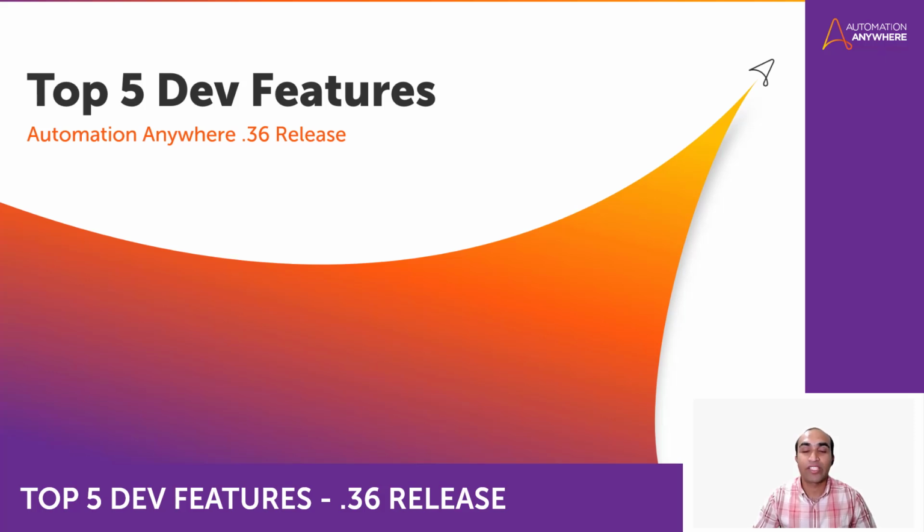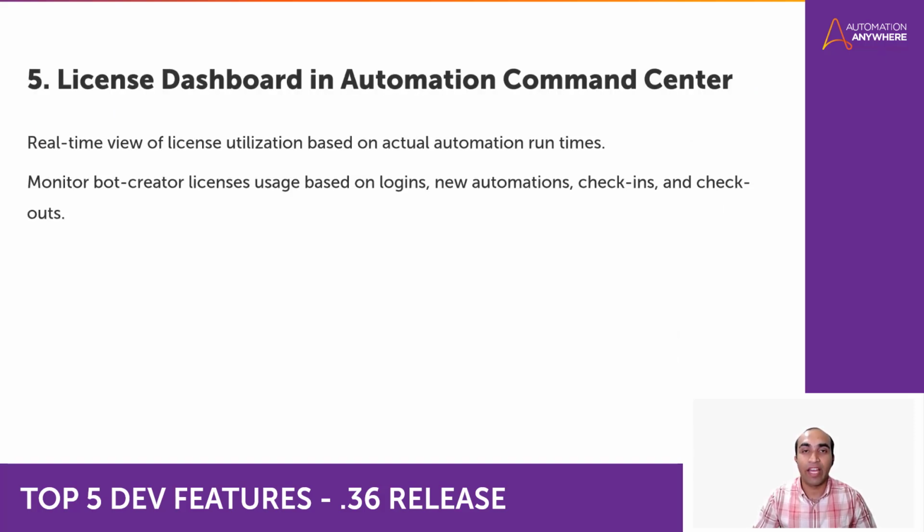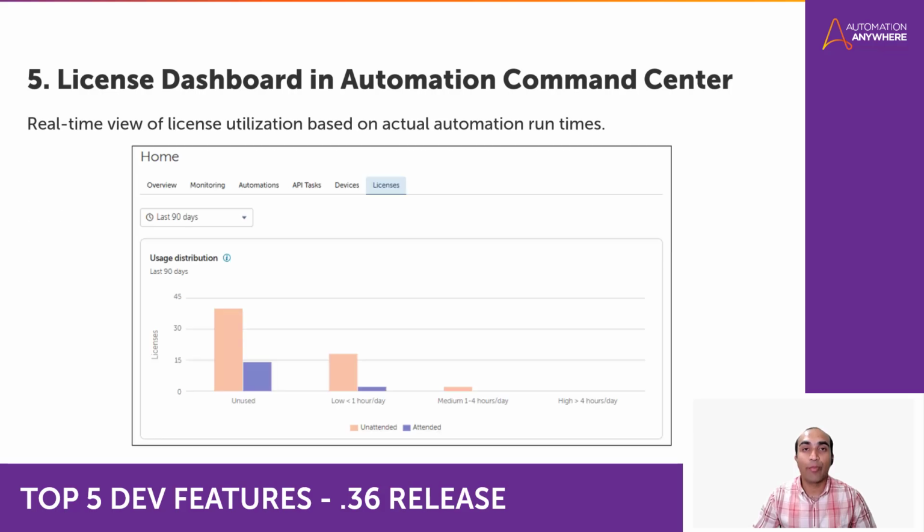Let's go! Starting with number 5, License Dashboard in Automation Command Center. This is your hub for managing and analyzing license usage, giving real-time insights into license utilization across both bot runners and bot creators. Bot runner usage is grouped into 4 buckets: unused, low, medium, and high.